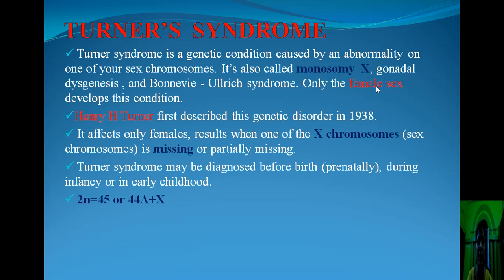Females generally have two X chromosomes. If only one X chromosome is present, then Turner syndrome is found. Turner syndrome may be diagnosed before birth, which is known as the prenatal condition, or during infancy or in early childhood. Females having Turner syndrome have 45 chromosomes instead of 46. They have 44 autosomes and 1 X chromosome.